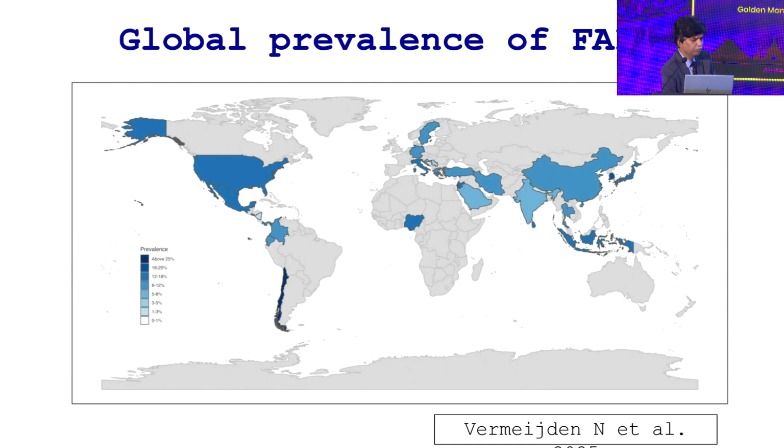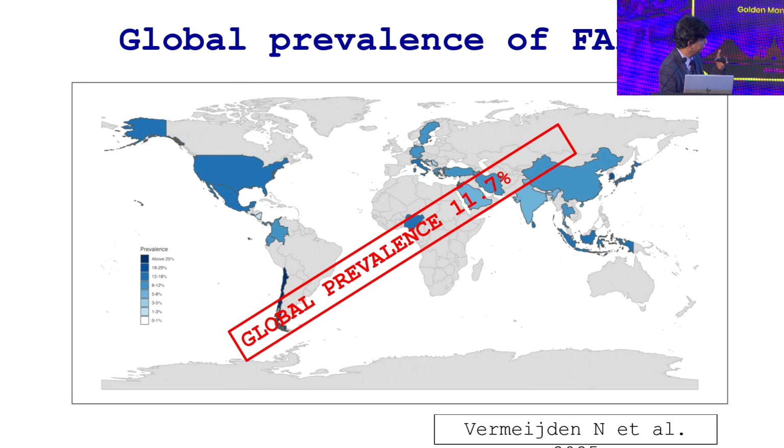This is the global epidemiological map which we drew this year, 2025, and you can see Sri Lanka, we have mapped that. In this meta-analysis, we found 11.7% of children in the world are suffering from one form of a functional abdominal pain disorder. So 11.7% have chronic abdominal pain in children.